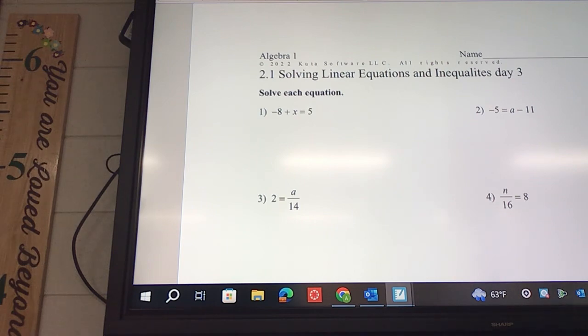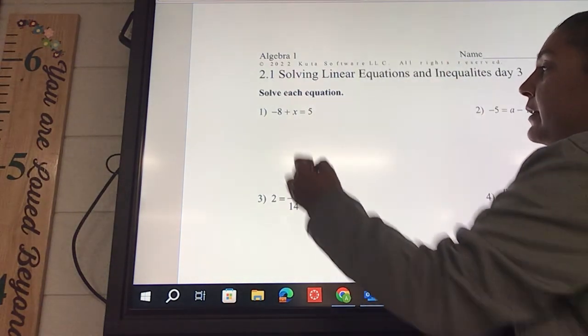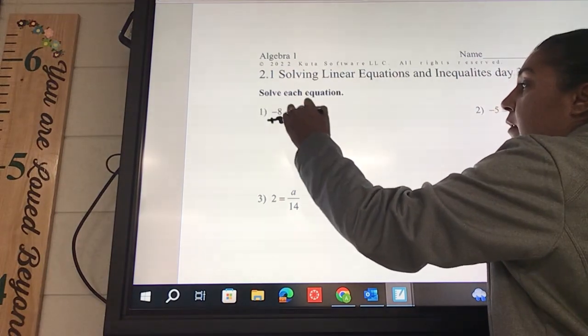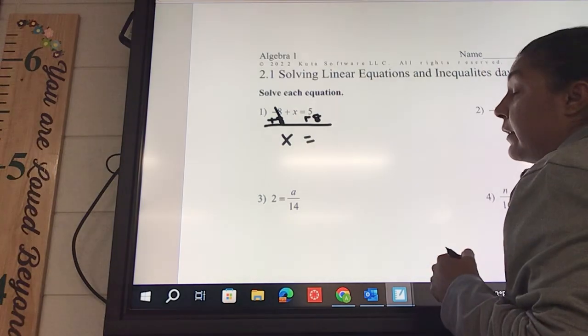On this first one, we're solving for x. So we have these multiple things. So a minus goes with a plus. So we're going to say plus on both sides. And I'm going to get x equals something, 13.